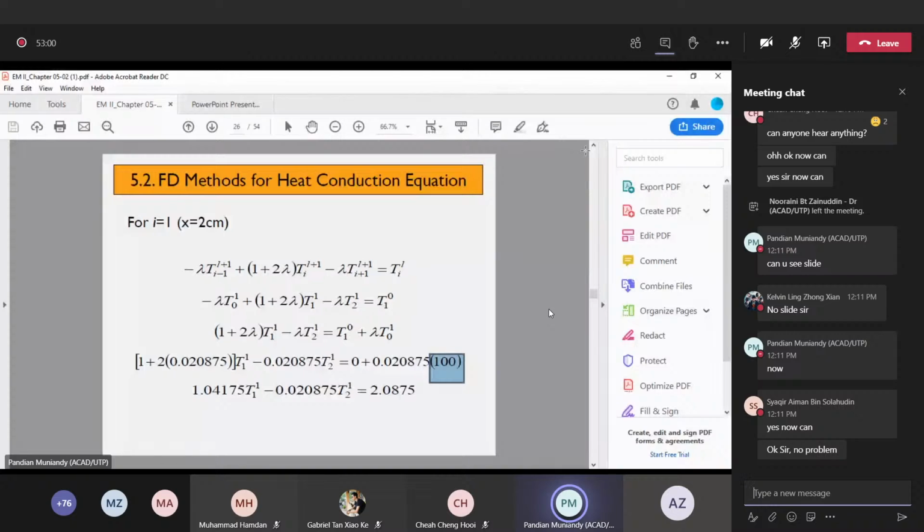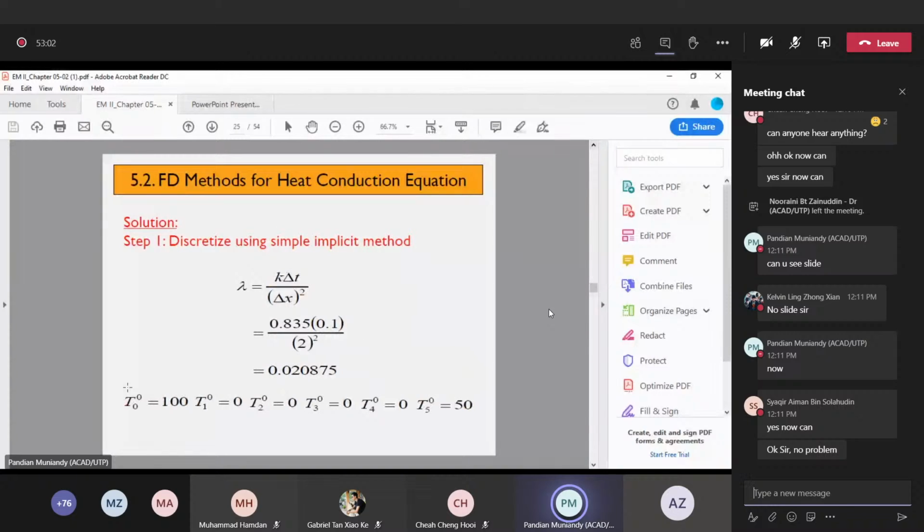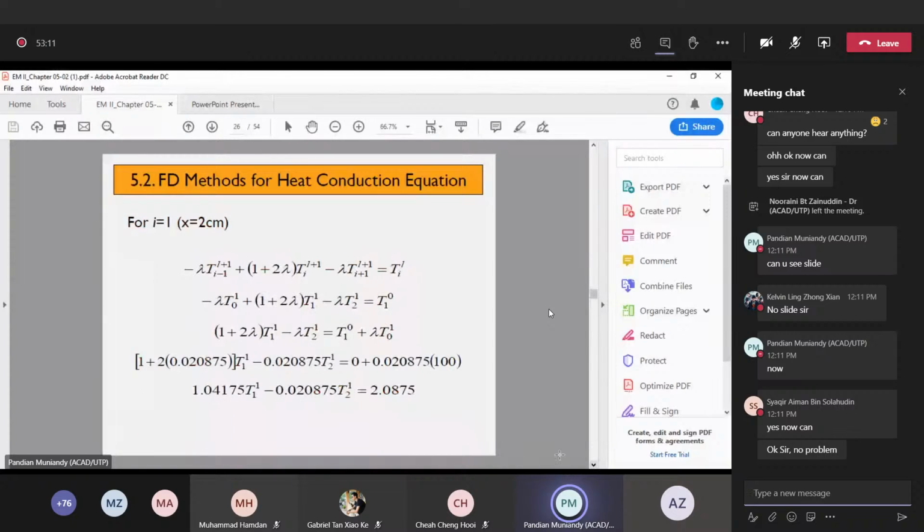It's same as this one. Yes. Forget about the superscript. Look at the subscript. Yes. So that's why here is 100. You cannot put 0 here. No, cannot. Because this is T subscript 0.